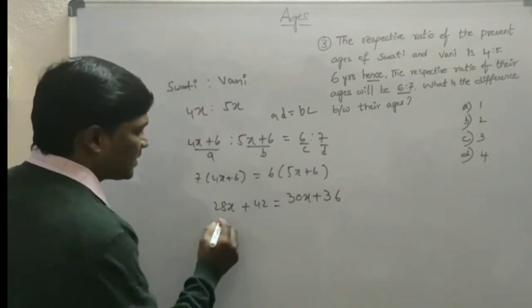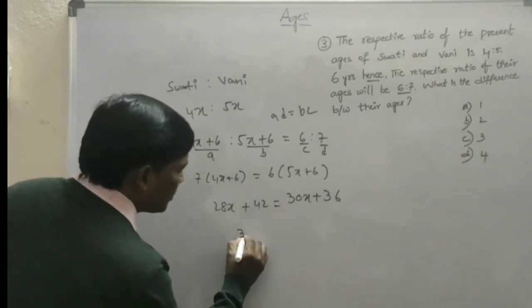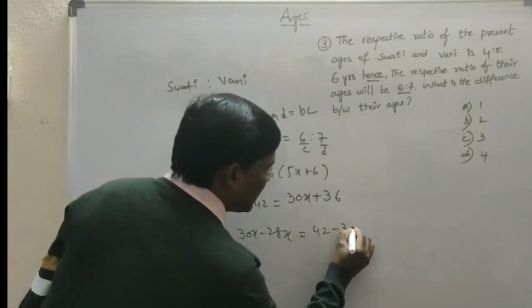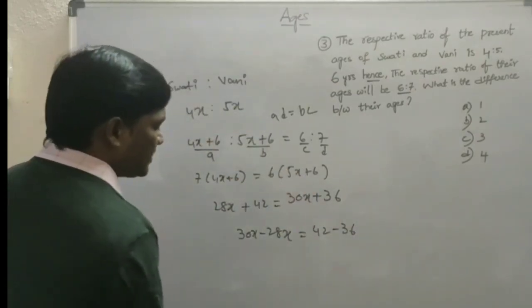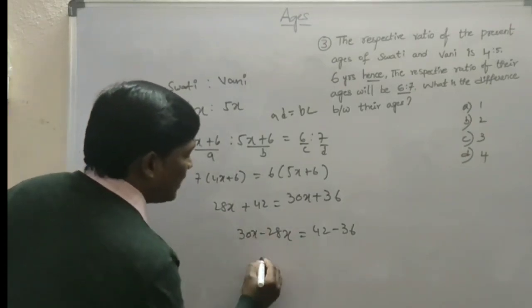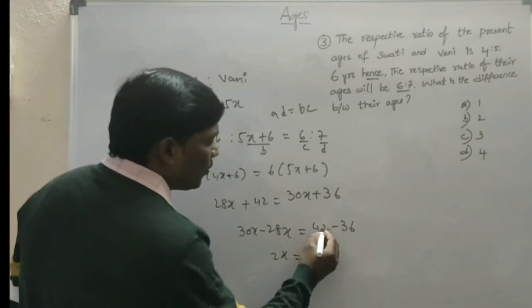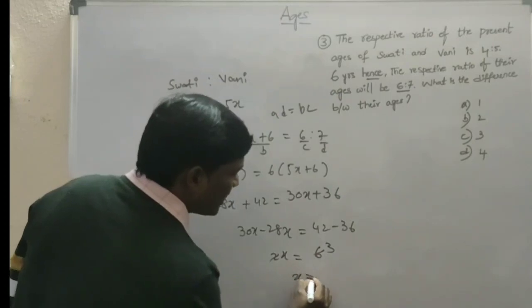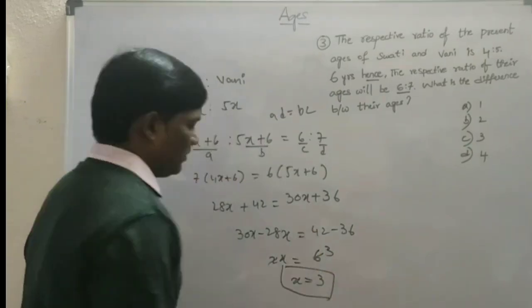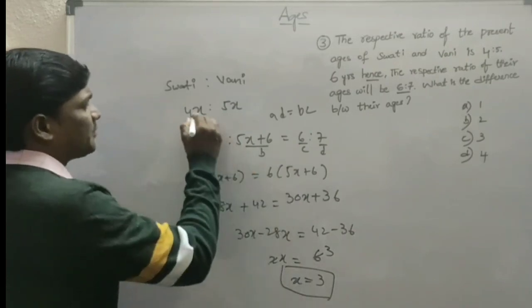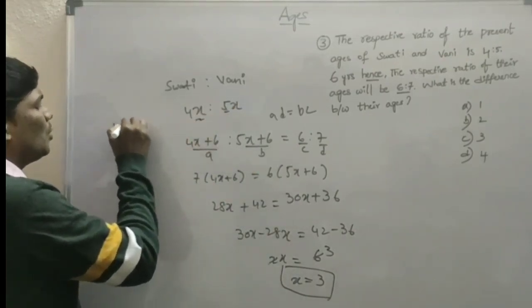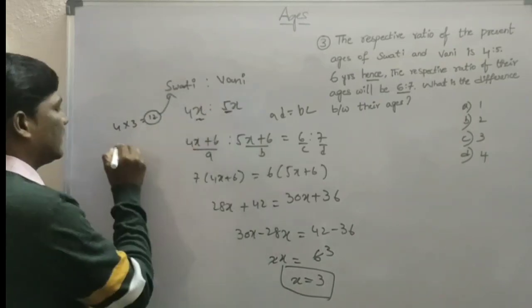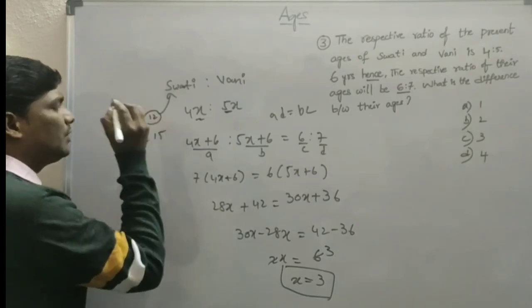6 6s are 36. Okay, x లను సైడ్ తీసుకొచ్చేద్దామండి ఇక్కడ. So 30x minus 28x is equal to 42 minus 36. Then 2x is 42 minus 36, 6. Then 2 3s are 6, then x is equal to how many years? 3 years. Okay, x is equal to 3, and substitute చేద్దాం ఇక్కడ. So Swati age 4 into 3 is equal to 12 years, and Vani age is 5x, then 5 into 3 is equal to 15.